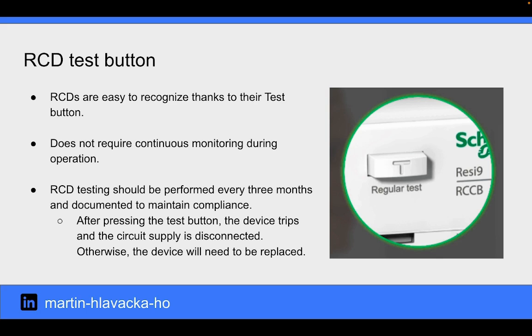RCDs are easy to recognize thanks to their test button. It does not require continuous monitoring during operation, but periodic checking of the RCDs may be required. RCD testing should be performed every 3 months and documented to maintain compliance. After pressing the test button, the device trips and the circuit supply is disconnected. Otherwise, the device will need to be replaced.